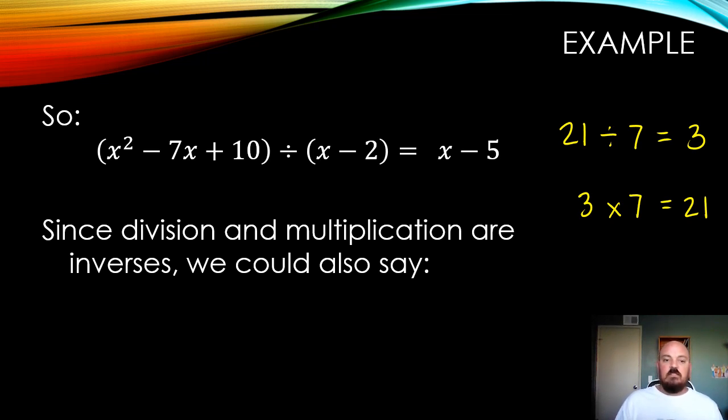So think of it like this. The big polynomial here, that was our 21. And then we divided it by x minus 2. Let's say that's the 7. And our answer was x minus 5. I'll put parentheses around it so it looks the same. Our answer was x minus 5. That's basically like the 3. So if I flip it around, then 3, or x minus 5, times 7, x minus 2, equals the big polynomial.